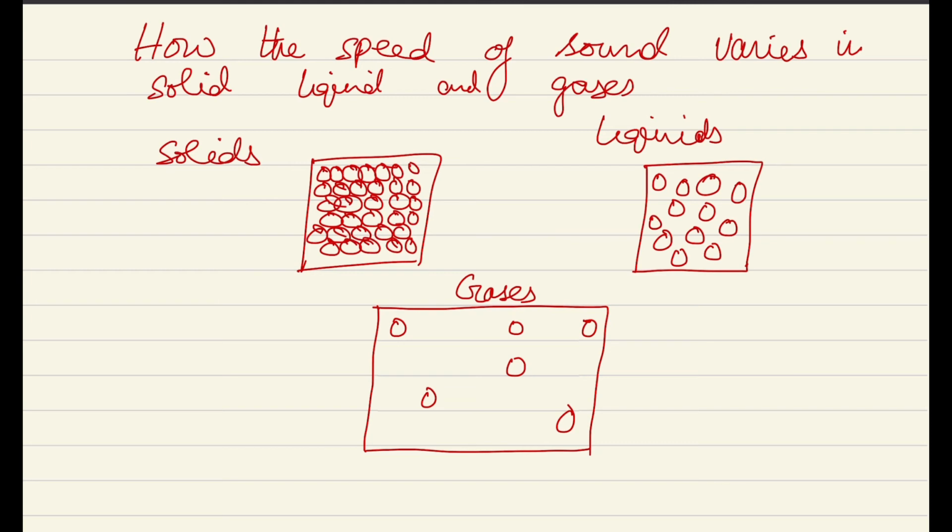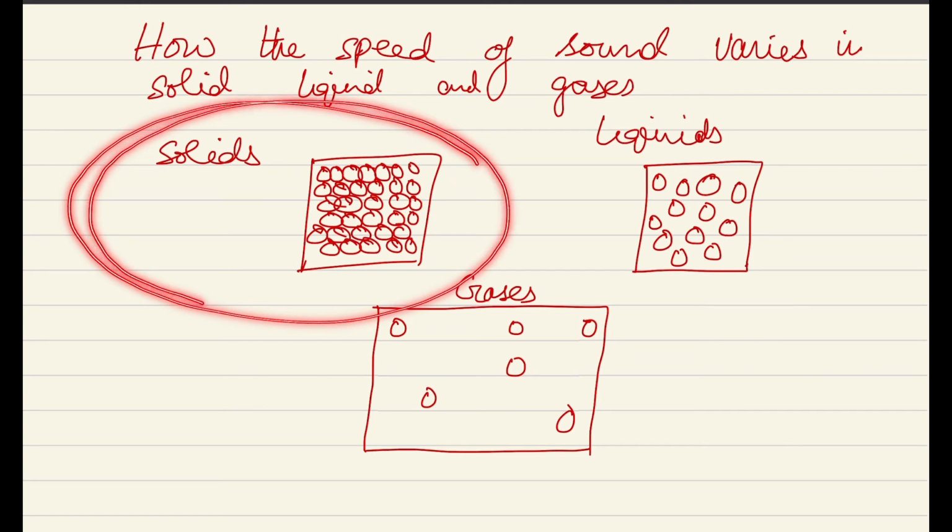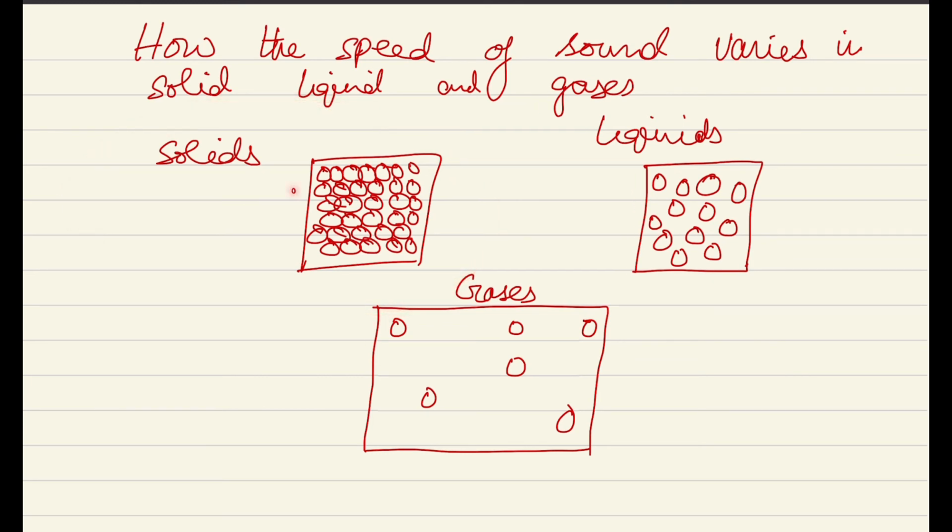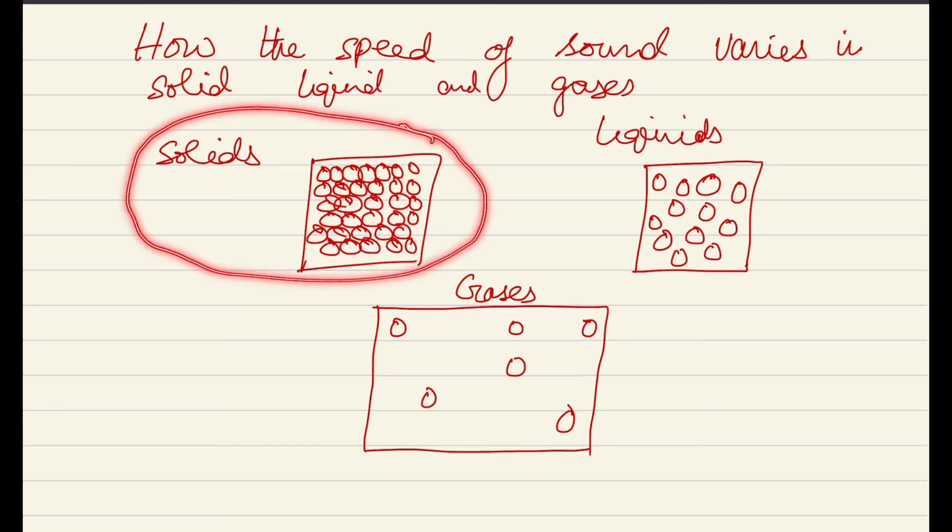Now, in order to understand how the speed of sound varies in solids, liquids, and gases, we have to check how close the particles are to each other. As you can see over here, in solids the particles are tightly packed. So when there's some vibration over here, all the particles will vibrate and transfer energy from one particle to another pretty quickly. So the speed of the sound will be fastest in solids.